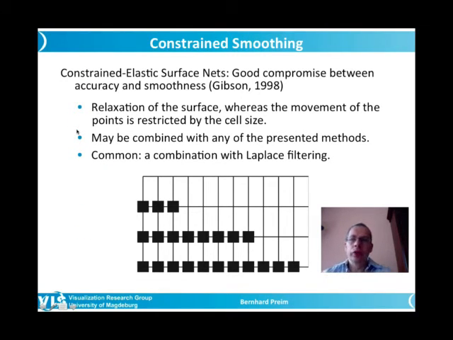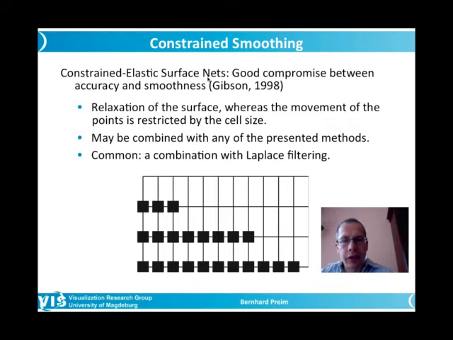Yeah, I want to comment on one more algorithm because I like it a lot, since it really aims in a convincing manner at the trade-off between accuracy and smoothness. And that's called constrained elastic surface nets. Sometimes it's abbreviated CESN, yeah, CESN, from Sarah Gibson.